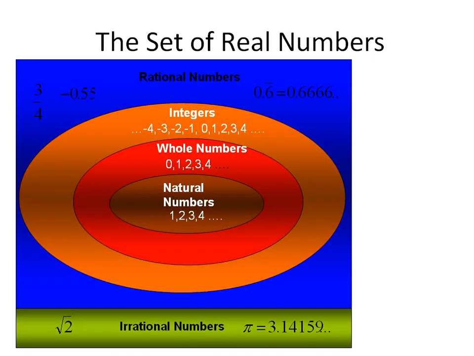Again, using this chart shown earlier, negative 3 is an integer, a rational number, and a real number. 0 is a whole number, an integer, a rational number, and a real number. The square root of 5 is an irrational number because it cannot be represented by a fraction. 0.3 is a rational number and a real number.